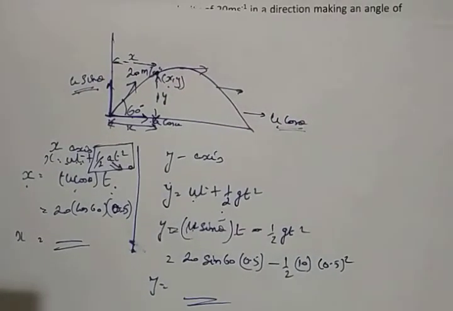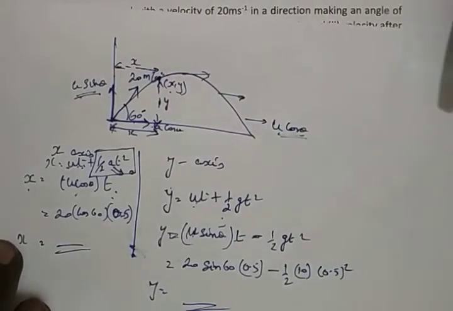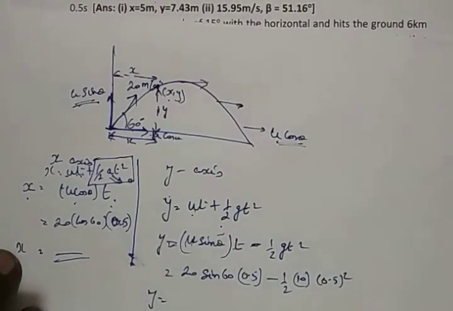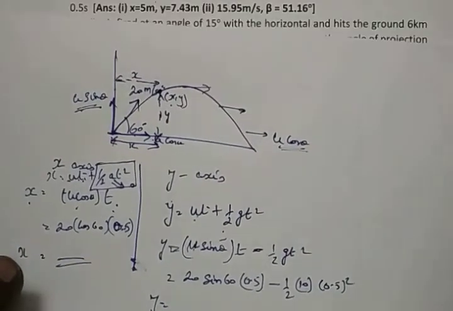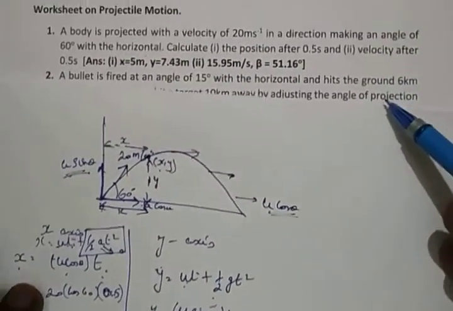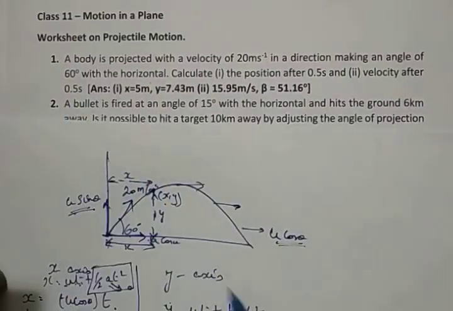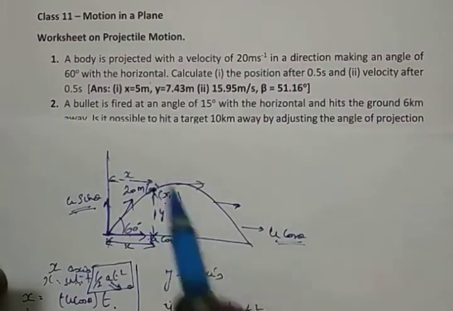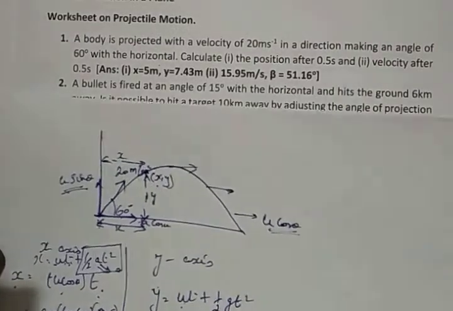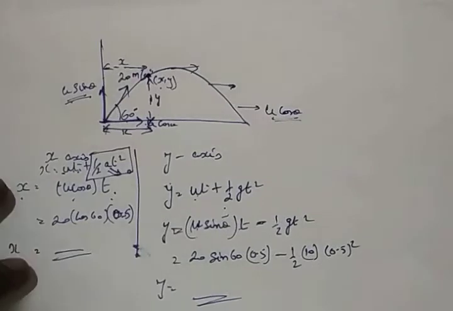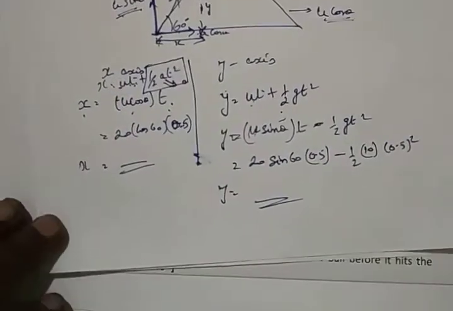Since it's a little difficult question, I have almost solved this question. Now the second part is, if this is the way it is, now find out the velocity. Look at the question here. What is the velocity after 0.5 seconds? And at this time, what is the velocity? So moving further, you need to find out the velocity here.